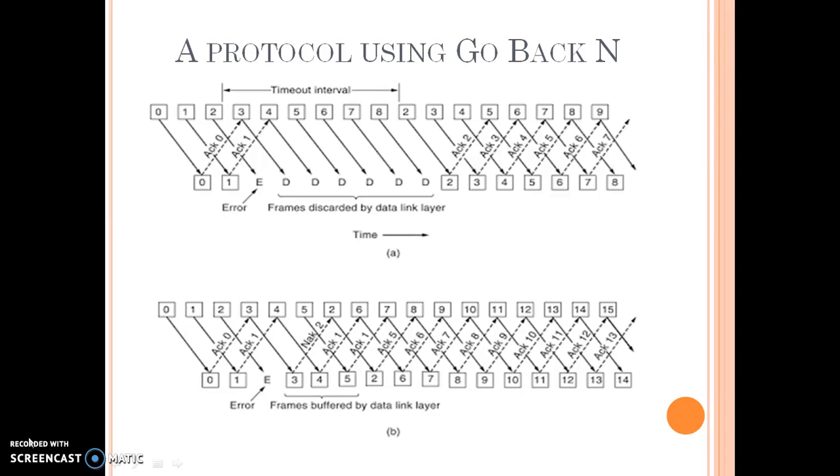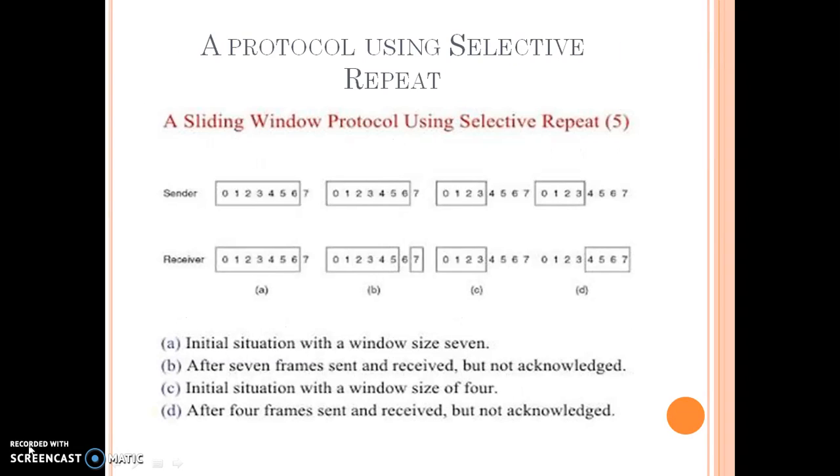In figure A, we see go back N for the case in which the receiver's window size is 1. Frames 0 and 1 are correctly received and acknowledged. Frame 2, however, is damaged or lost. The sender, unaware of this problem, continues to send frames until the timer for frame 2 expires. Then it backs up to frame 2 and starts all over with it, sending 2, 3, 4, etc. all over again. This was all about the go back N protocol.